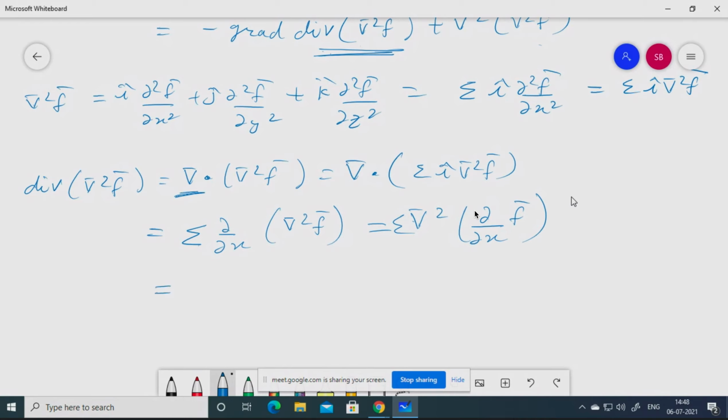Okay. Now f bar is a vector. And what kind of vector? Read the question, what kind of vector it is? Solenoidal vector. Okay, so this summation sign means what I'm going to get? Dou f bar by dou x, dou f bar by dou y, dou f bar by dou z. So that is nothing but divergence of f bar only.